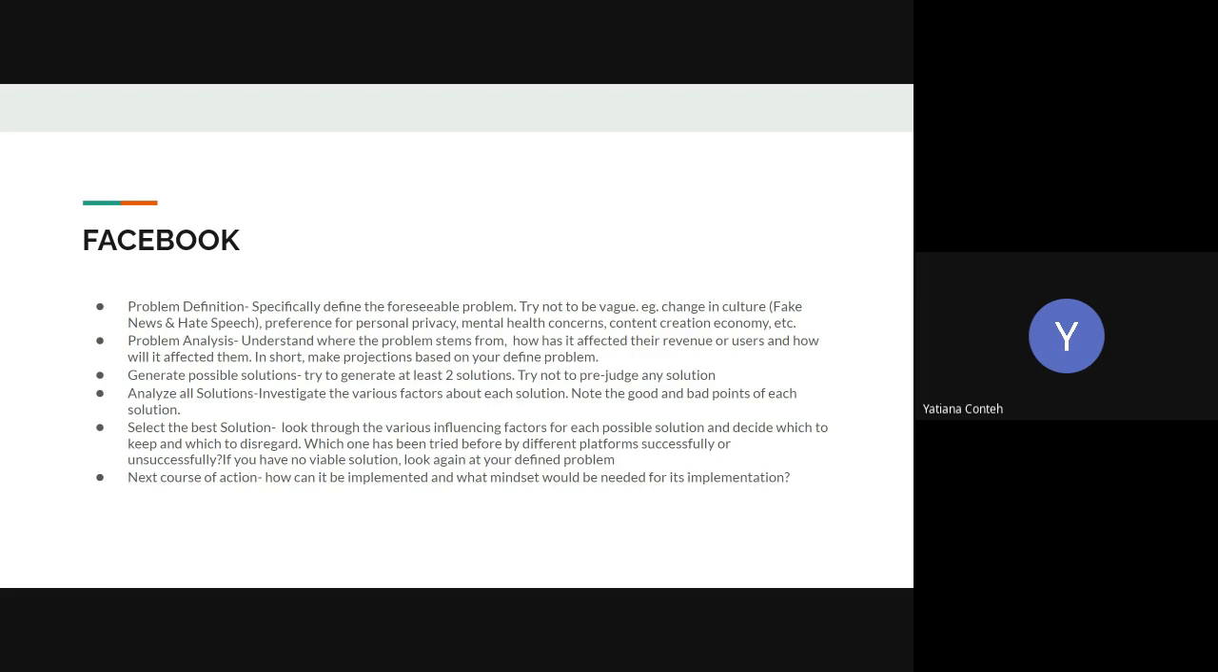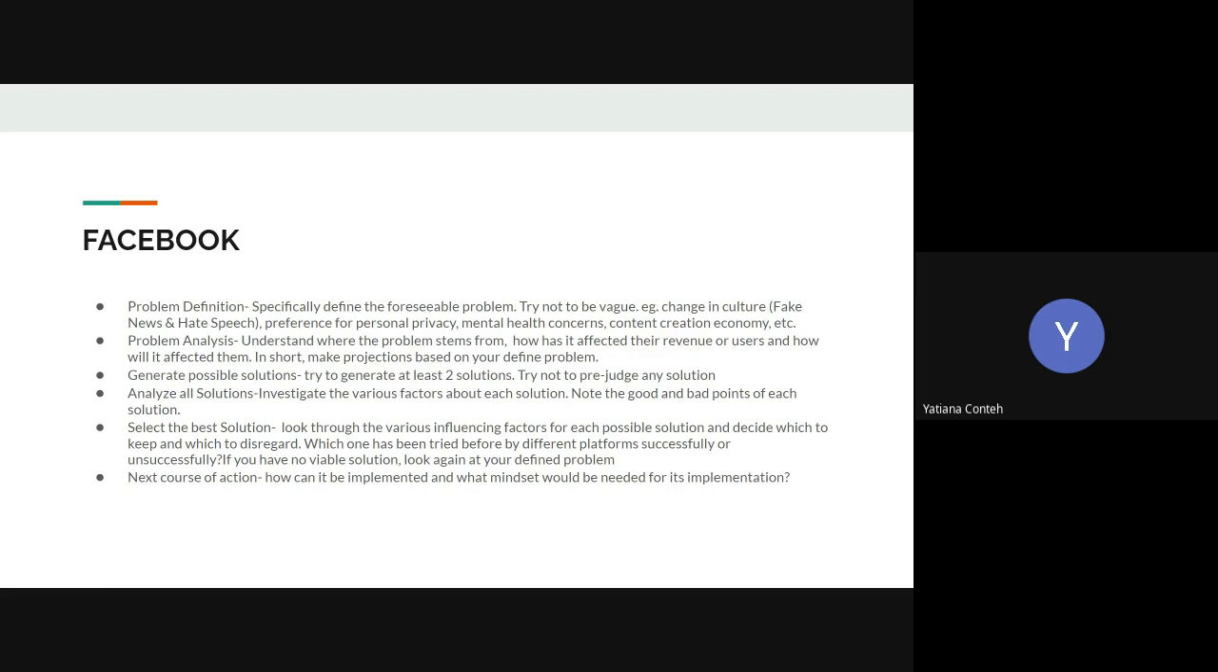Now, the third step is to generate possible solutions. So it's all well and good to define the problem and to analyze it, but then what are you going to do about that? So you don't just anticipate that this is going to be the problem, this is my analysis of the problem to come. You take it one step further. How am I going to get a solution to this?